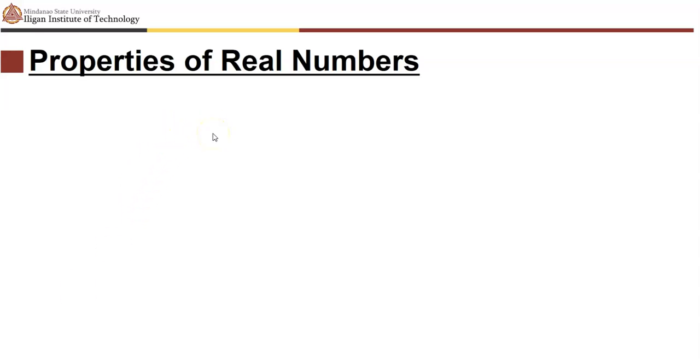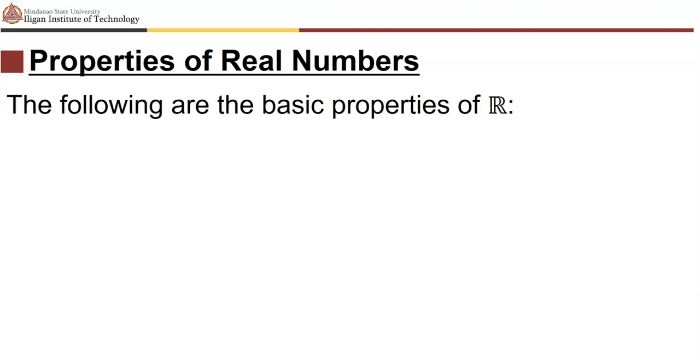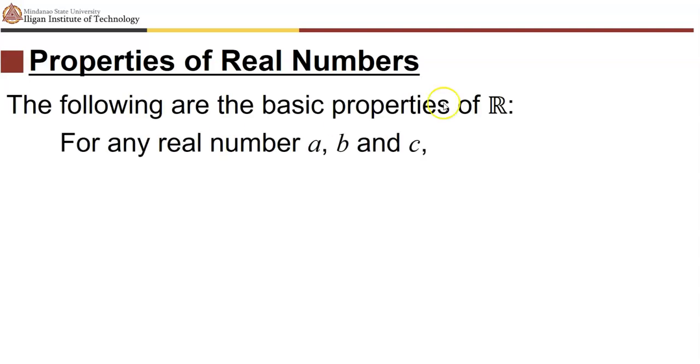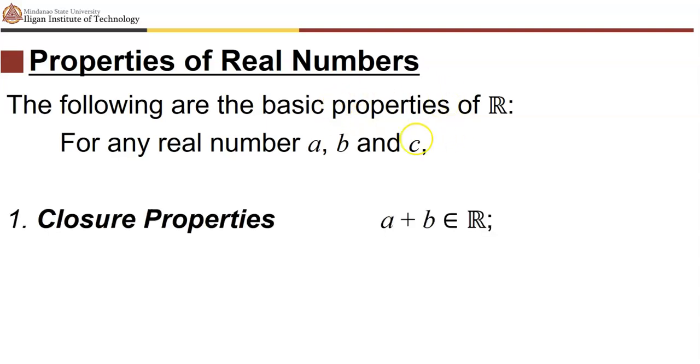What are the properties of your real numbers? So, basic properties. If you have any real numbers a, b, and c, we have what we call your closure property. That means if you have a and b as elements of your real numbers, then their sum is also an element of your real numbers. That's why it's called closure property. Also, the product of these real numbers will also be another real number.